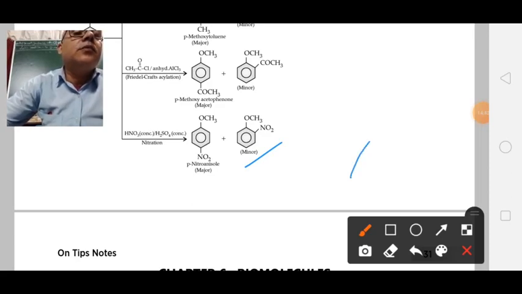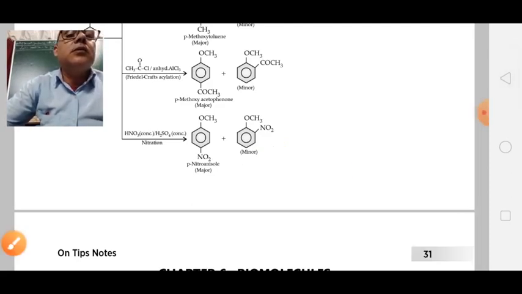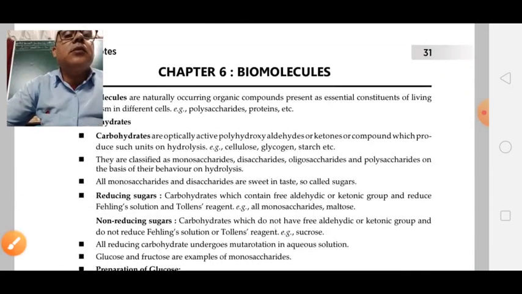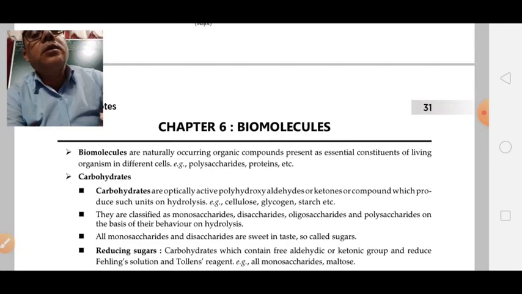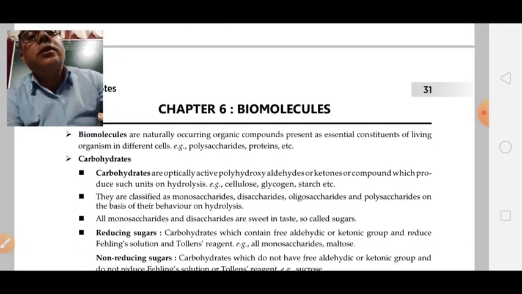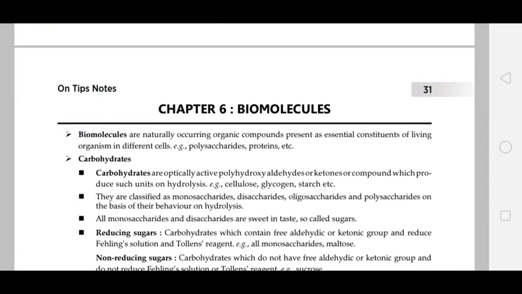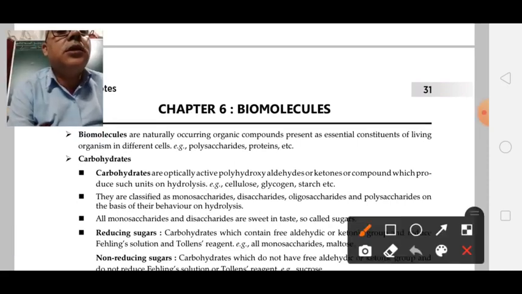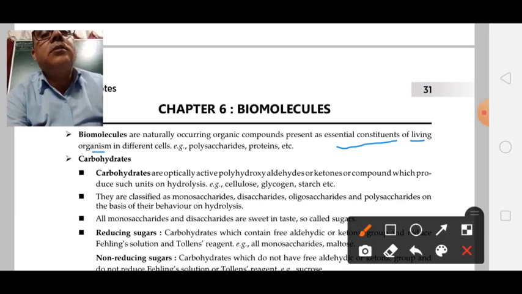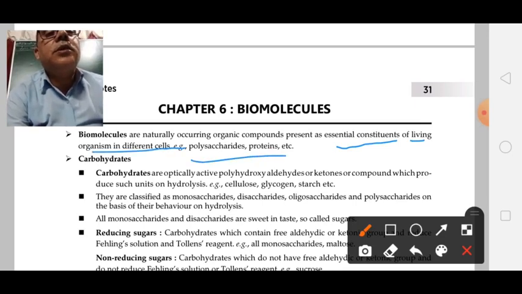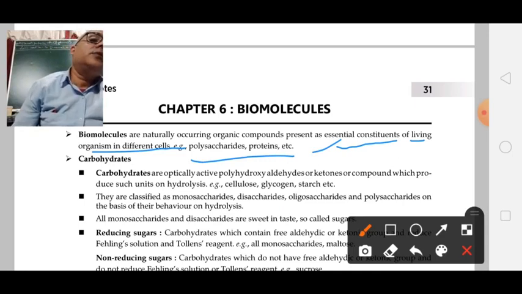Now we will see some more. Next chapter, we will also revise today, that is biomolecules. As you know, biomolecules are naturally occurring organic compounds, essential constituents of living organisms, present in the different cells. Polysaccharides and proteins are biomolecules.